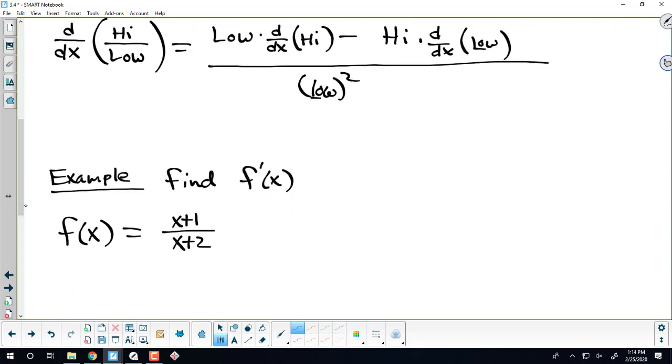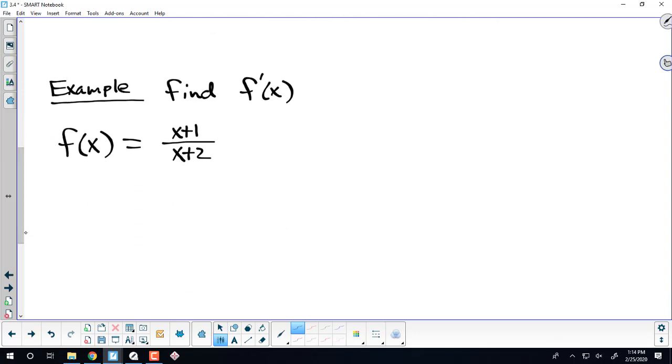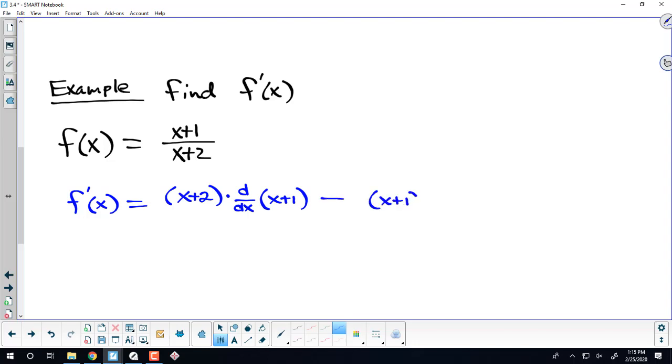So, use the quotient rule to find the derivative of x plus 1 over x plus 2. Did everyone get a chance to copy down what they needed? Okay. So we're going to take the bottom function times the derivative of the top. And again, I'm just going to write all of this out as I'm saying it. Bottom times the derivative of the top minus the top times the derivative of the bottom. And then I'm going to divide all of that by the bottom squared.